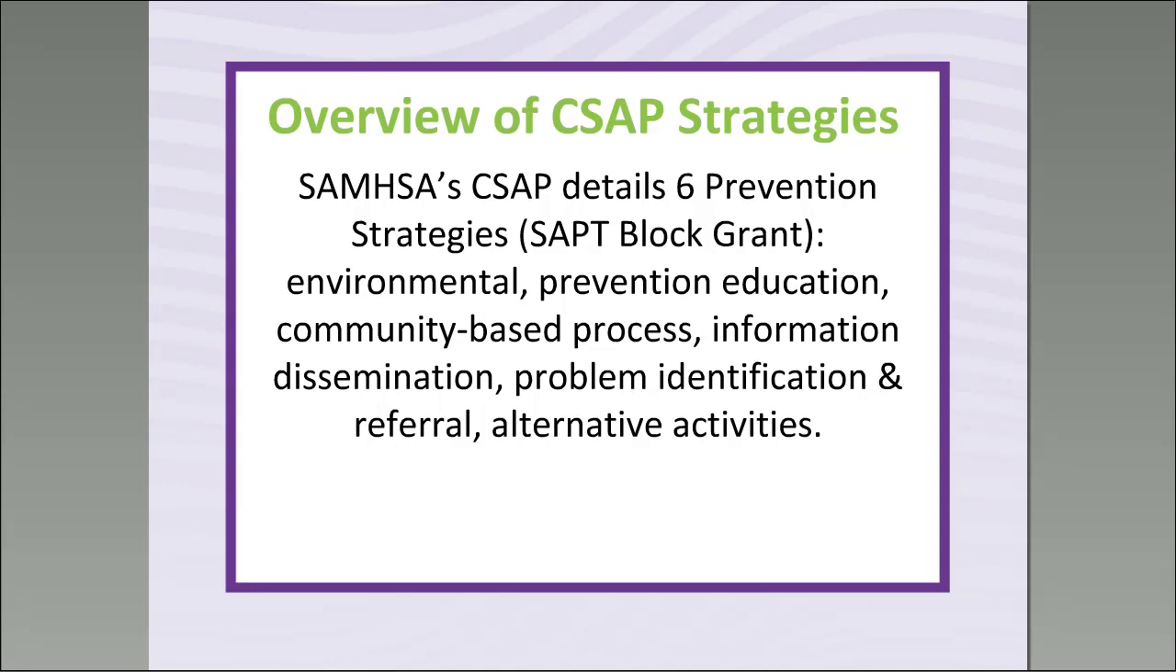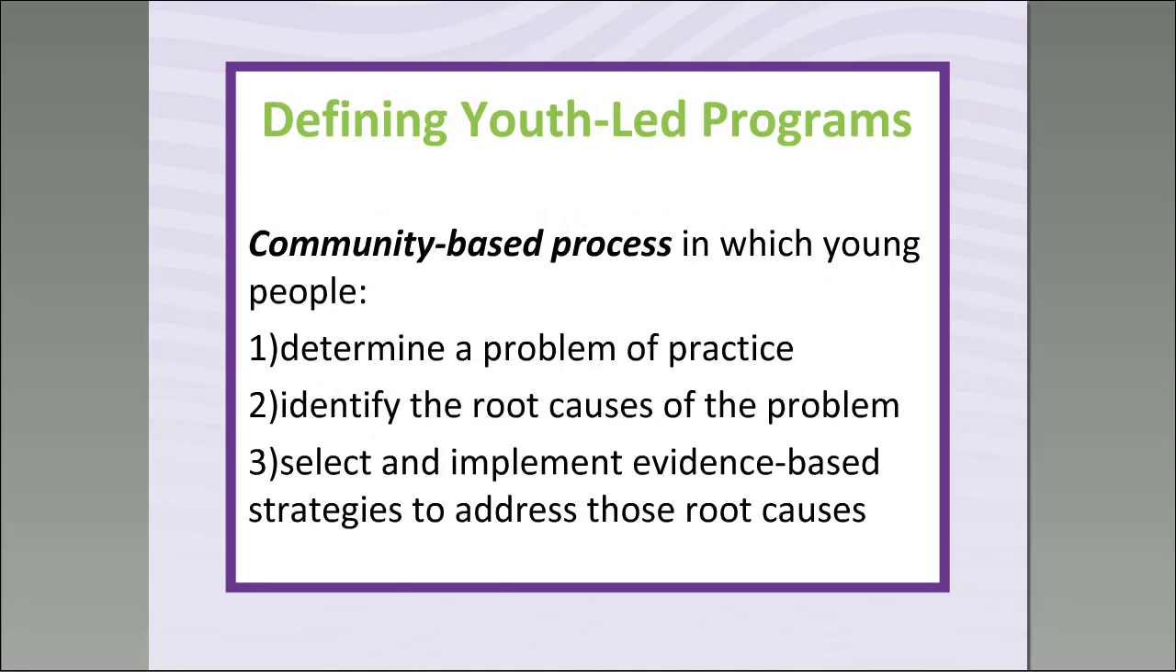In the CFR, it details that states should develop and implement a comprehensive prevention program, which includes a broad array of prevention strategies directed at individuals who are not identified to be in need of treatment. The CFR explicated 6 prevention strategies and provided working definitions and examples. It has not been updated since 1993. The CFR details the following strategies that we will discuss today: environmental, prevention education, community-based process, information dissemination, problem identification and referral, and alternative activities.